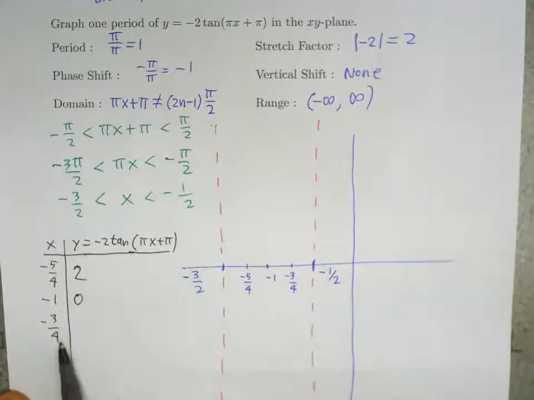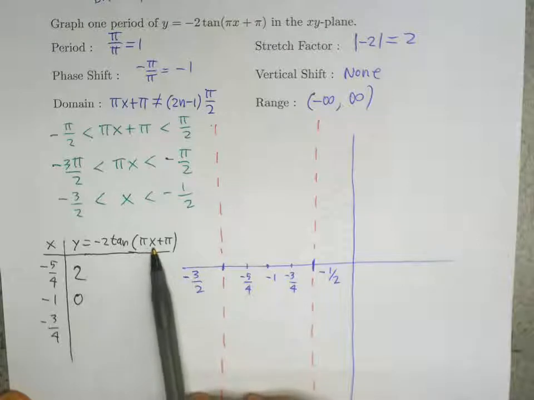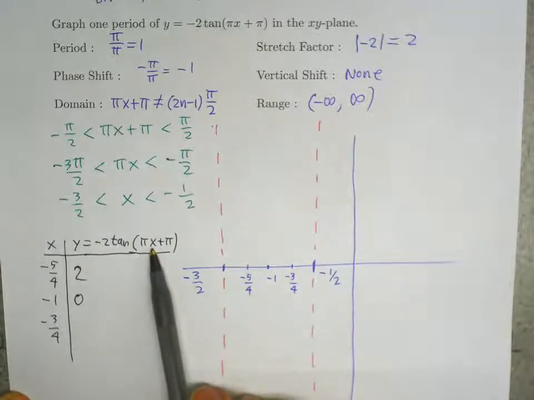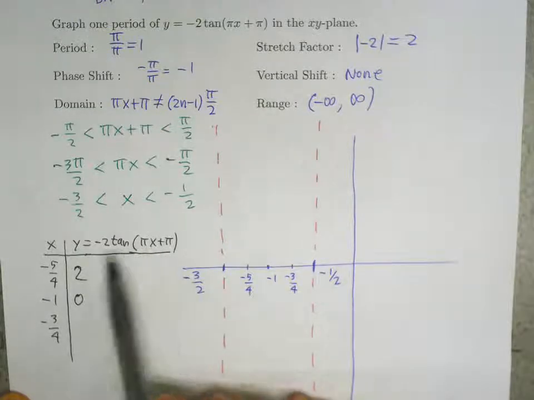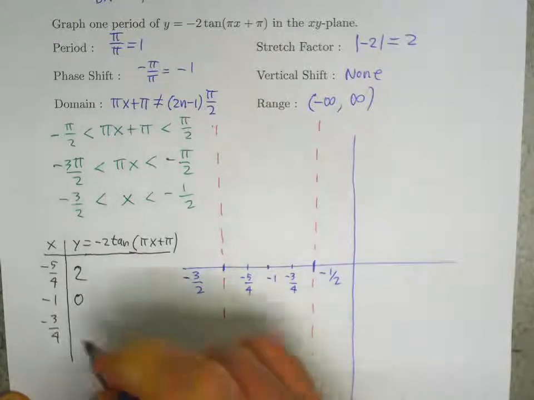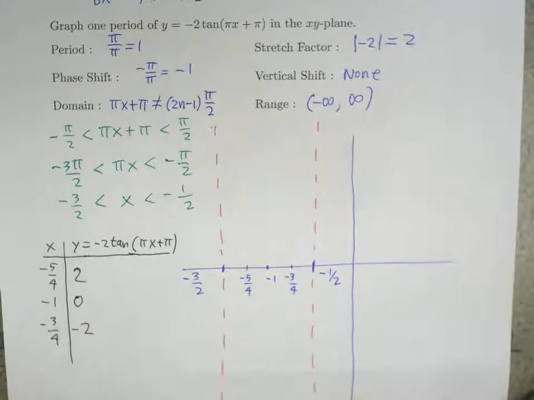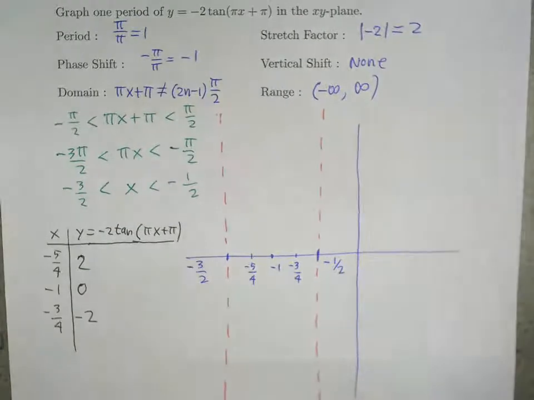And then when x is negative 3/4, replace x with negative 3/4, we have negative 3/4 pi plus pi, which is pi over 4. Tangent of pi over 4 is 1. Negative 2 times 1 is negative 2. So we'll plot those three ordered pairs.